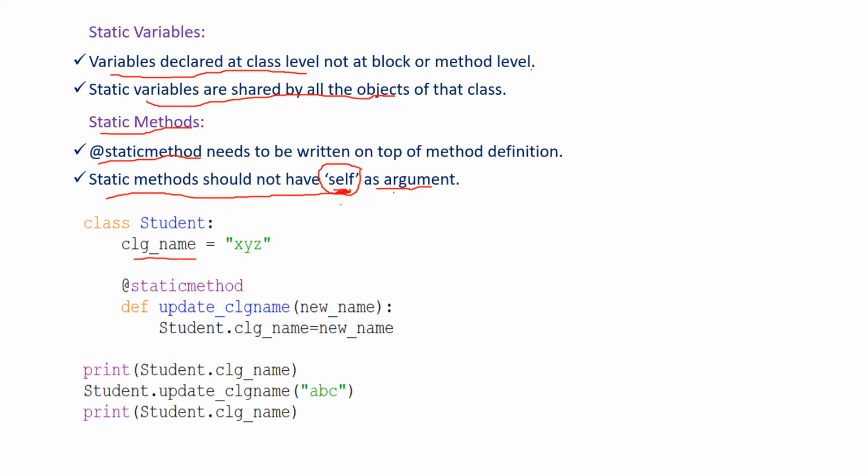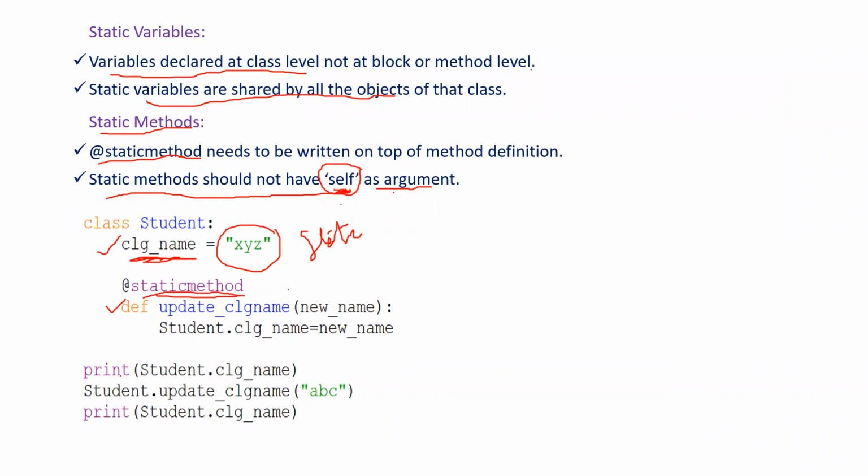Observe this example, class Student. Here the college name is a variable declared at class level, not inside the constructor or any methods. It is declared at the class level, so it is called a static variable. Now observe, this is the static method because in front of it we used the annotation @staticmethod. Generally static methods are used to update the values of the static variables.